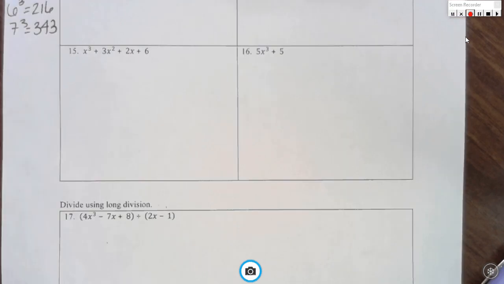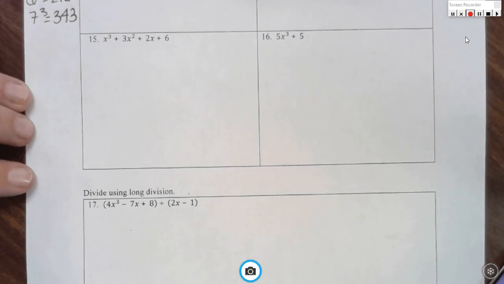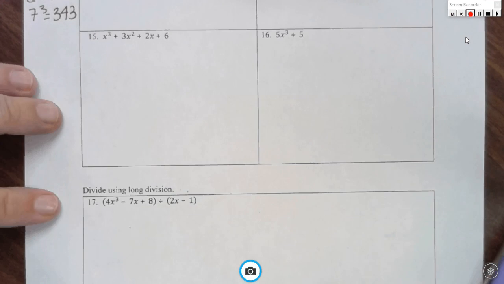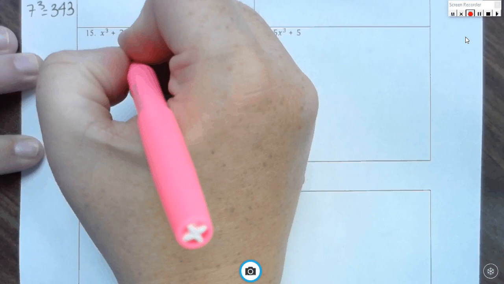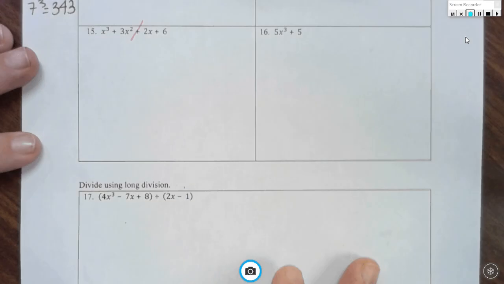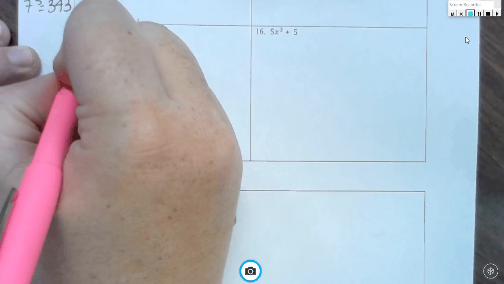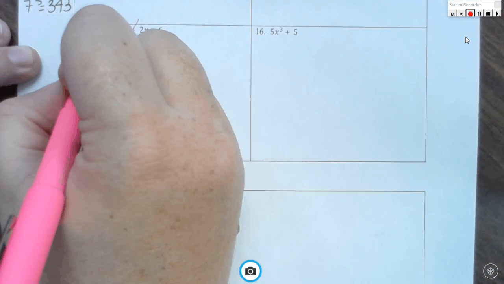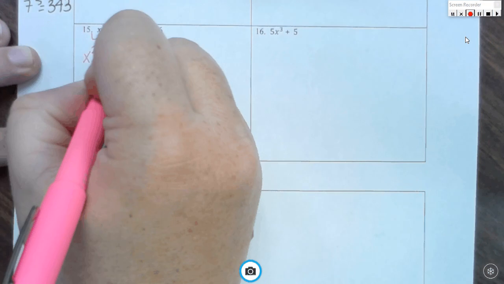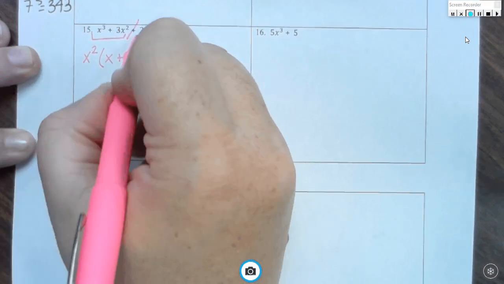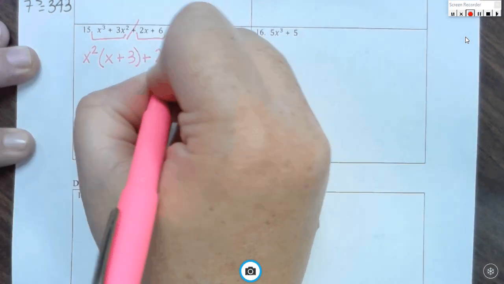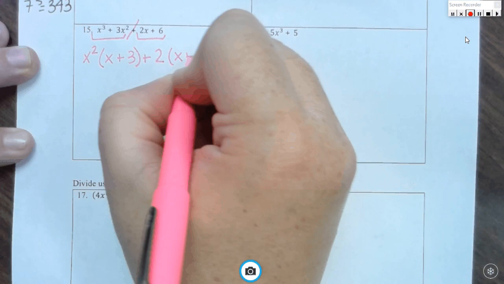So with 15, what I notice is that there are 4 terms here. So I'm thinking this is going to be a grouping problem. Grouping meaning I'm going to go ahead and slash it and see what happens when I find the GCF of the first two terms and then the last two terms. So the GCF here would be x squared. When you take that x squared out, you're left with x plus 3. Okay, and let's do the same thing for the second two. We keep the middle sign. You can take a 2 out of 2x plus 6 and you're left with x plus 3.